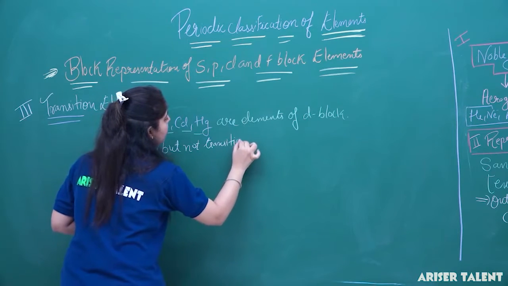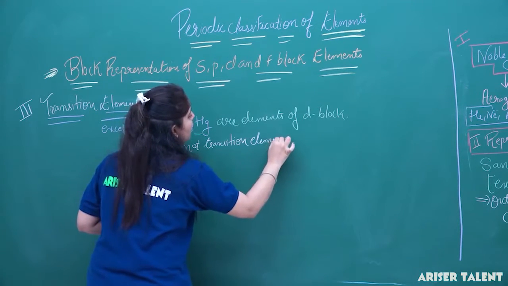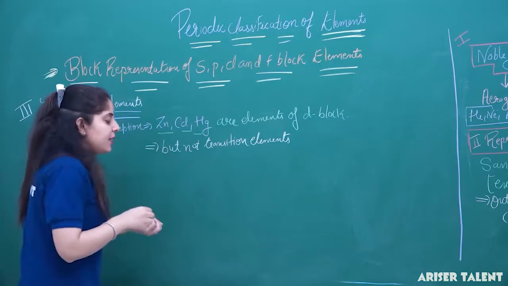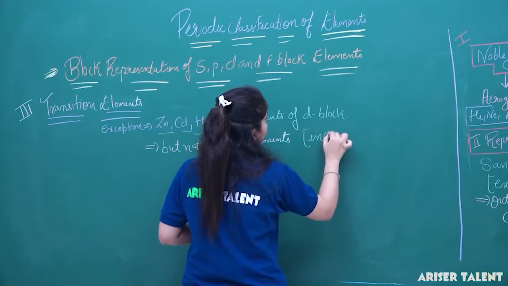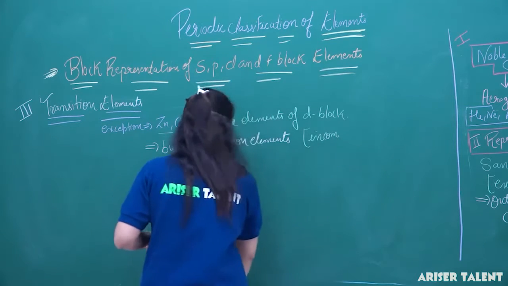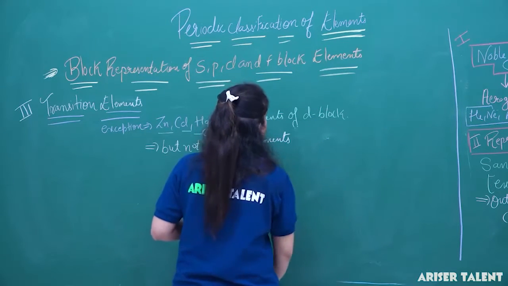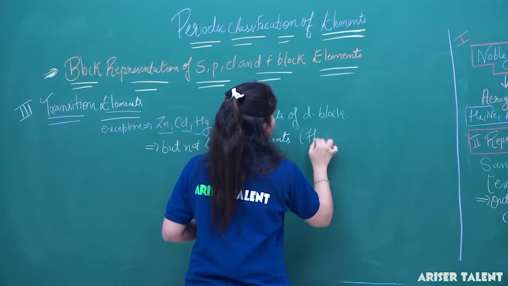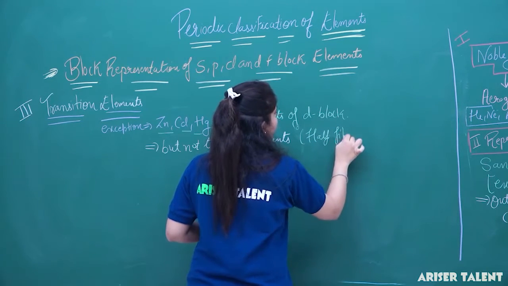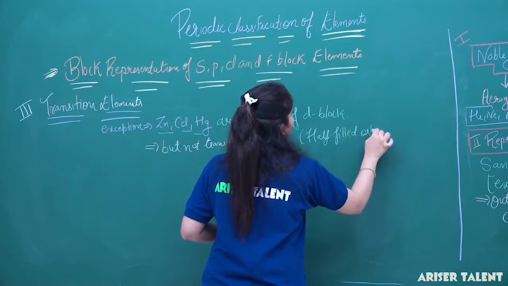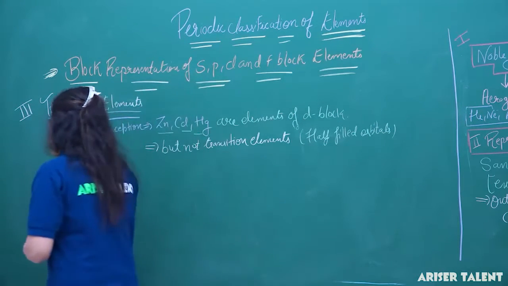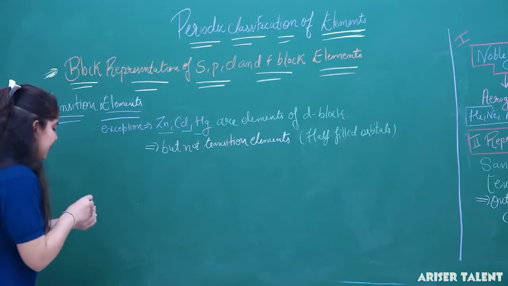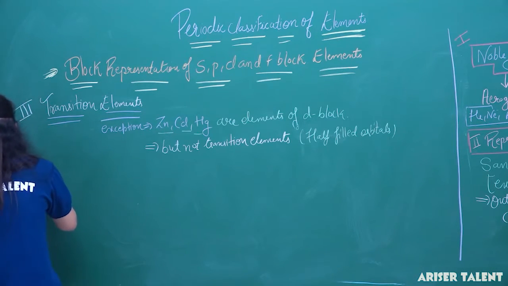And why are they not called transition elements? Because of their incomplete d orbital, because they do not have half filled orbitals. So, this is about the transition elements. Let us move to our next category. The next category is about inner transition elements.